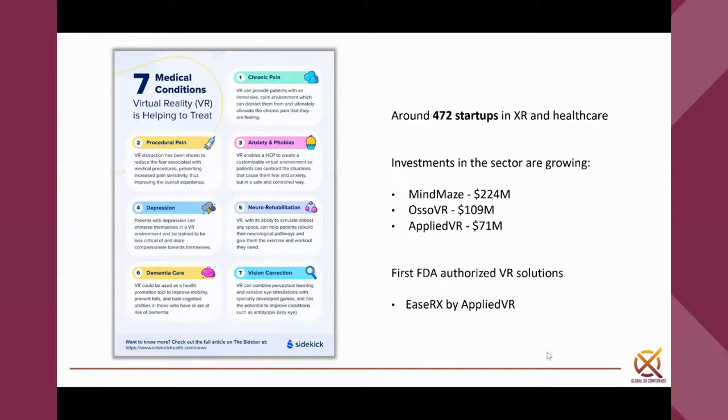So to date, mapping the companies working with and applying immersive technologies in healthcare, we could count around 472 startups working in this field. The investments are growing. I just picked up three of the main companies that are working in the field. They collected very huge investments, from MindMaze to Applied VR, who is working in medical training and pain management with virtual reality. And just to recognize that the sector is not new, but is developing, is maturing, is growing.